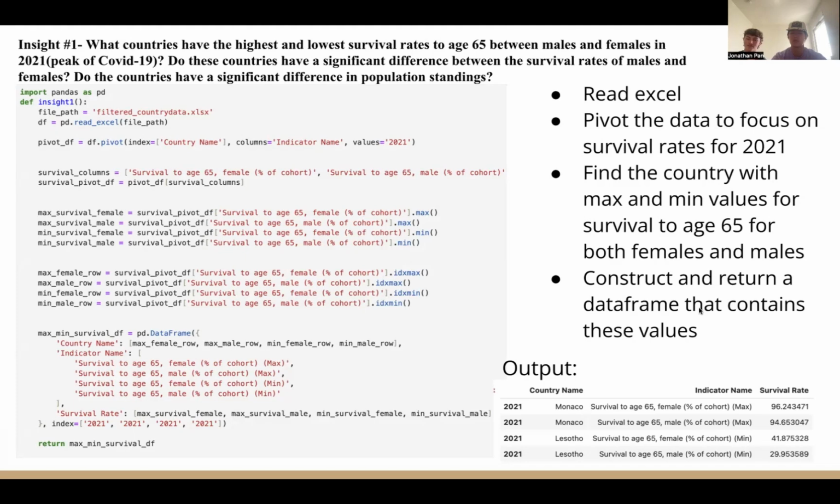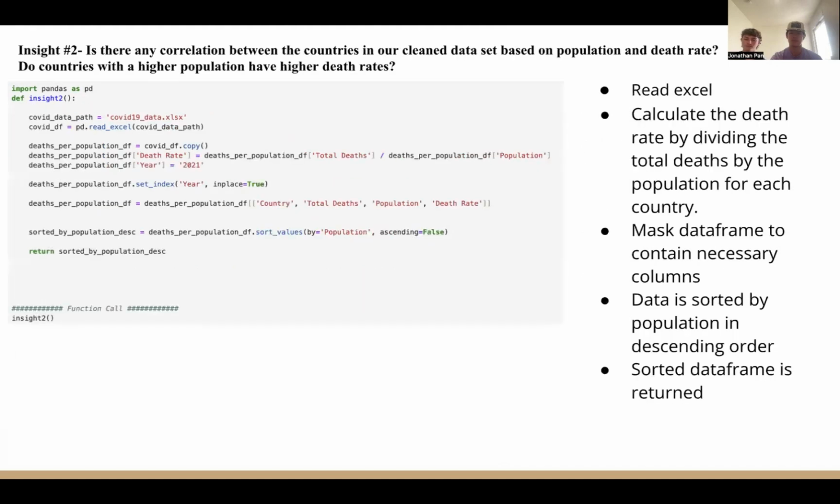And then in the bottom left, you can see the output where it shows the maximum, which is Monaco, and a very small difference between the survival rate of males and females, but females are still ahead. And then the minimum, which is Lesotho, which shows a much larger difference between the survival rate of males and females, with females still ahead, but it's about a 12% difference this time.